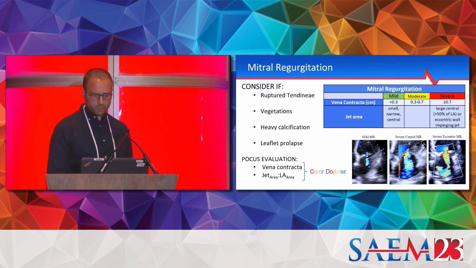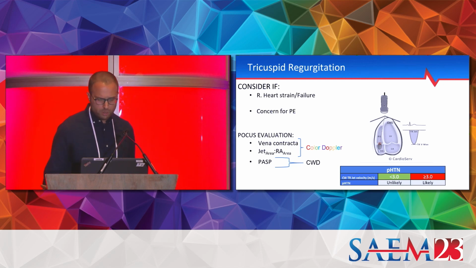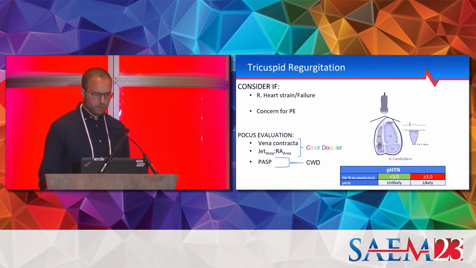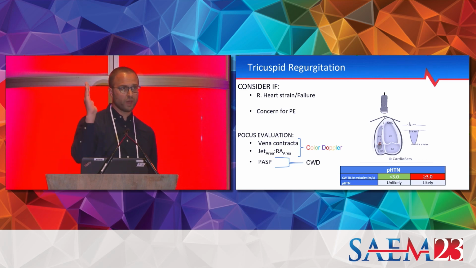If you have an eccentric wall-hugging lesion that wraps around to the back of the atrium and then anteriorly, again, also consistent with severe mitral regurgitation. And then lastly, for tricuspid regurgitation, the number that I want you guys to remember here is 3. What you're going to end up doing is you're going to get your apical 4-chamber view, you're going to run your continuous wave Doppler through the tricuspid valve.